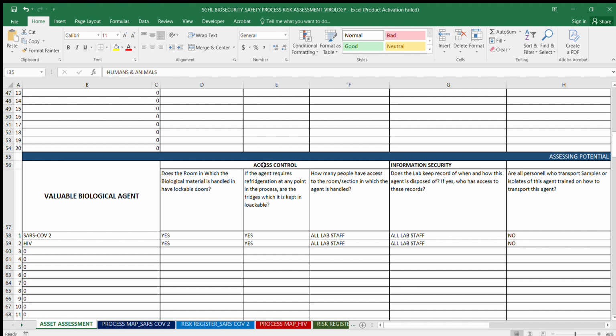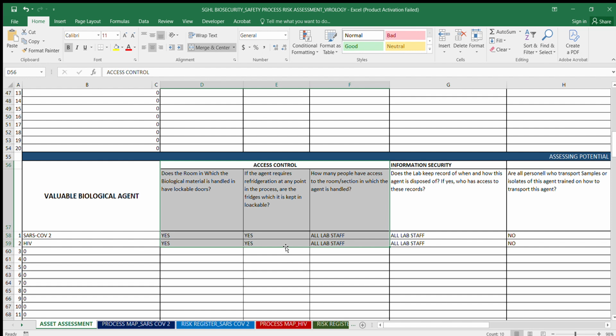So we are going to start with the access control or the physical security. There are about 3 questions in this template, but there are other questions that you may want to ask. If you have more questions that you want to ask, you can kindly add them to this part of the template.